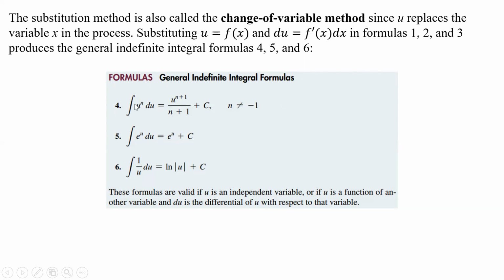So for the first one, we had the integral of u to the n du. Well, that's going to be u to the n plus 1 over n plus 1 plus c, n can't equal -1 again. Here, if we have the integral of e to the u du, well, that just is e to the u plus c. And the integral of 1 over u du is going to be the ln of the absolute value of u plus c. Now, again, these are only valid if u is an independent variable or u is a differentiable function of another variable and du is the differential of u with respect to that variable.